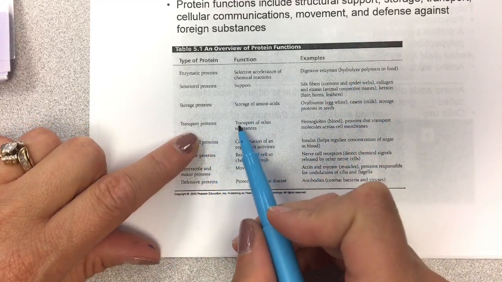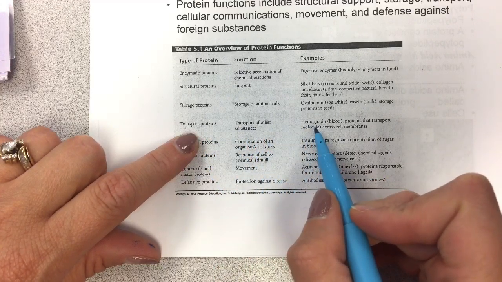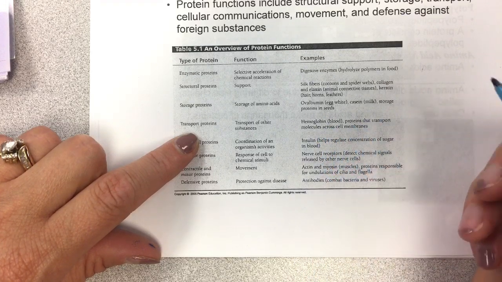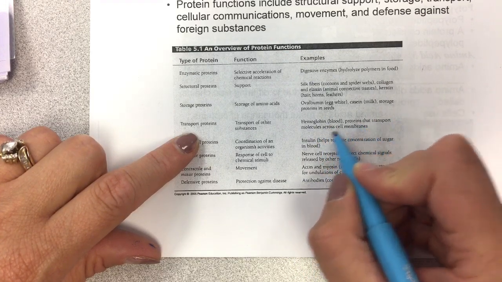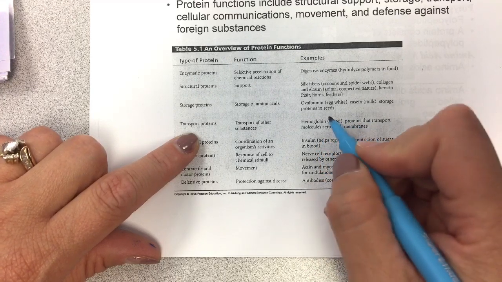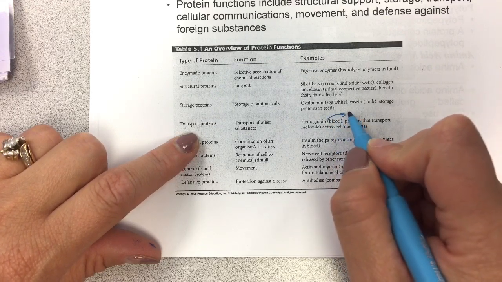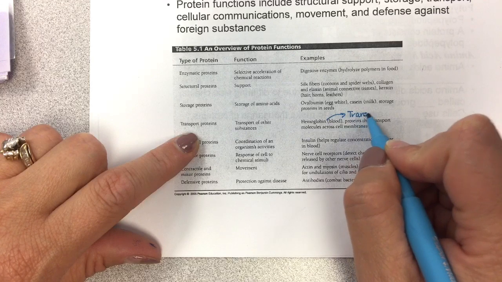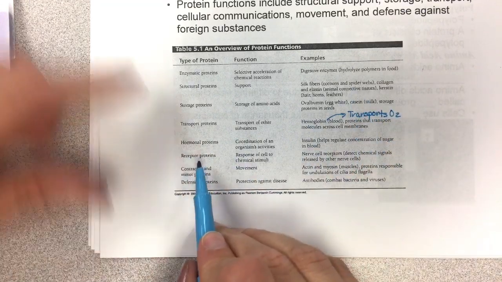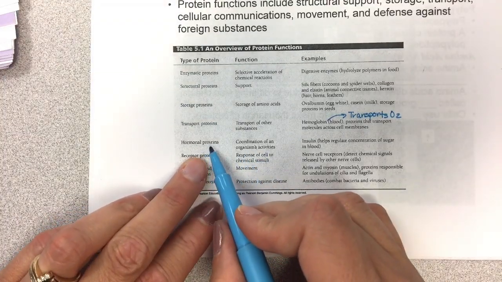Transport proteins, as they're called, transport other substances. An example is hemoglobin. So hemoglobin is a protein in our blood that transports oxygen. So these are proteins that transport molecules across the cell membrane. We're going to see that cell membranes have proteins embedded in them. So these guys, I'm going to put here, transport O2 in the blood.